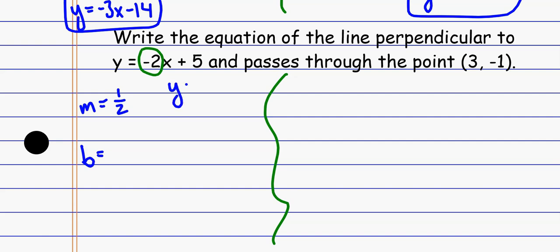And now to do y equals mx plus b, I start with a blank y equals mx plus b. I just plug in what I know. I know the 1/2. I know the x value is 3. I know the y value is -1. And now I can solve for b.